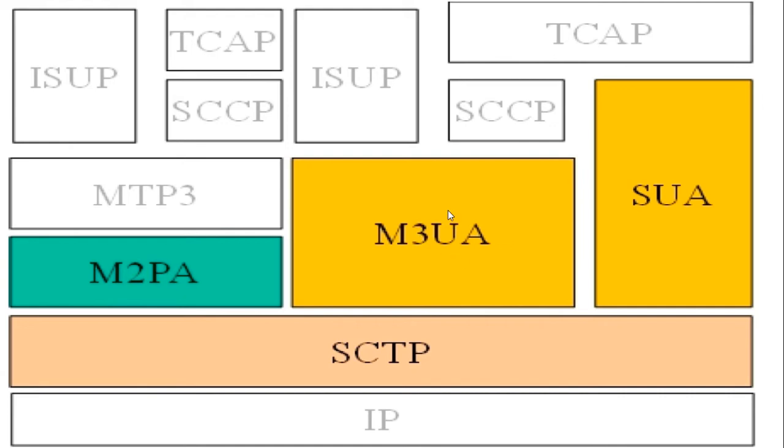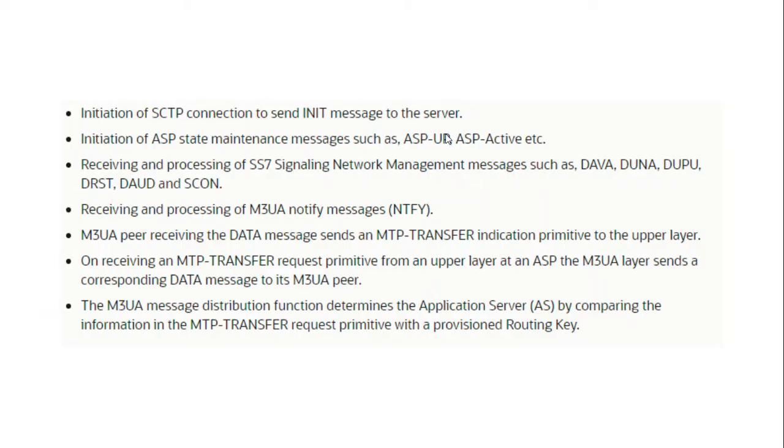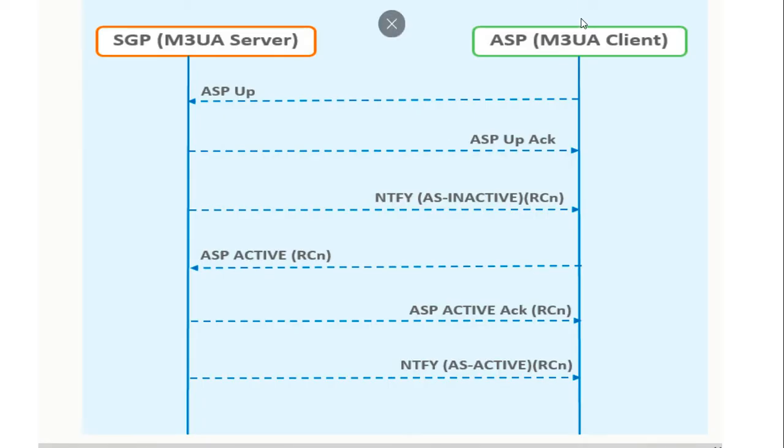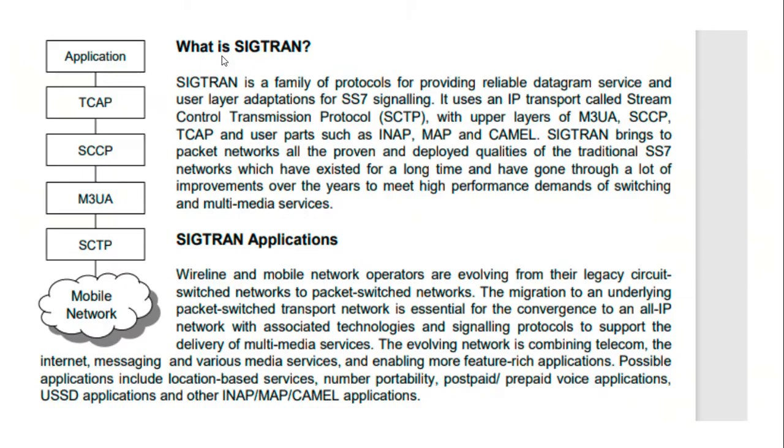Here is the M3UA connection I am talking about. Here the M3UA layer basically controls the MTP layer 3, and above that your protocols like ISUP, SCCP, TCAP. On top of that you build your application. So let's see what the flow is. Here you have the M3UA client and M3UA server. So what is the M3UA server and M3UA client? Let's see the first diagram here.